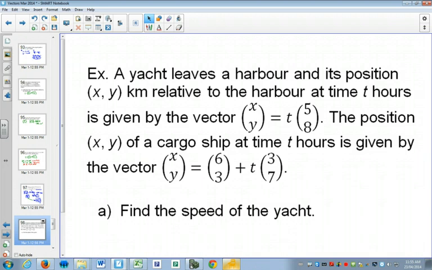When the yacht is at the harbor, there is another ship, a cargo ship, at the point 6, 3 at that moment, and it's traveling at 3, 7. Notice that we're using the variable t in both of these equations, not a t and an s, because time is the same variable, and whether these collide or not has to be based on that same value of t.